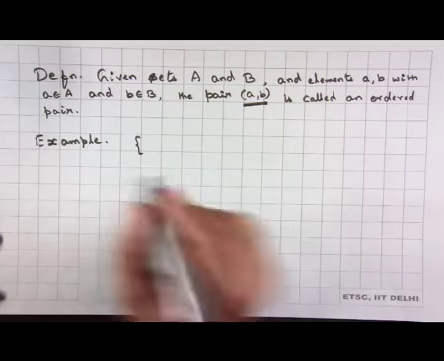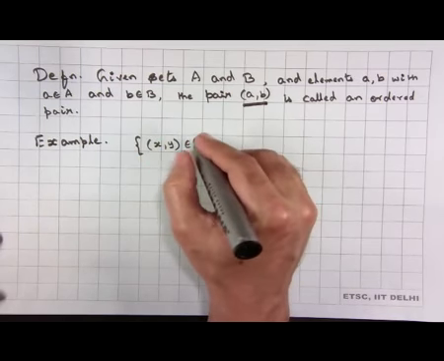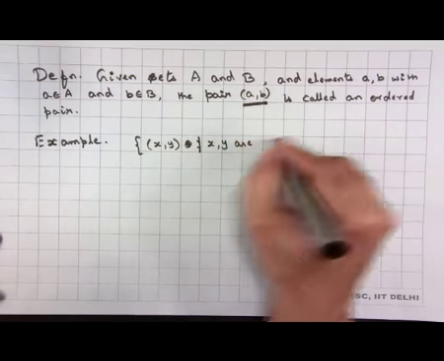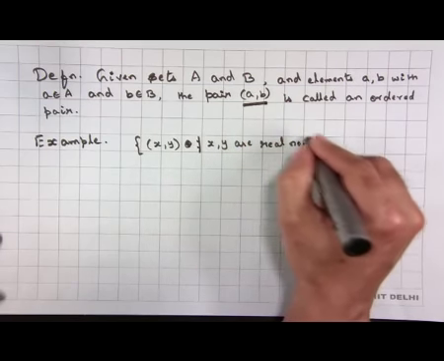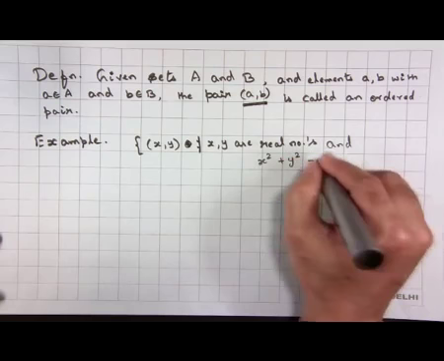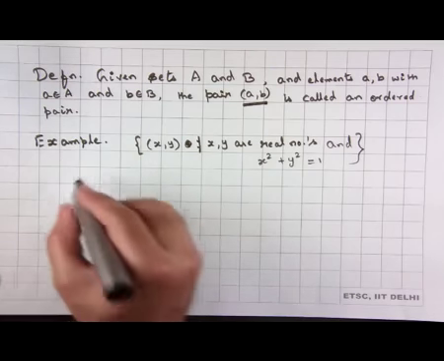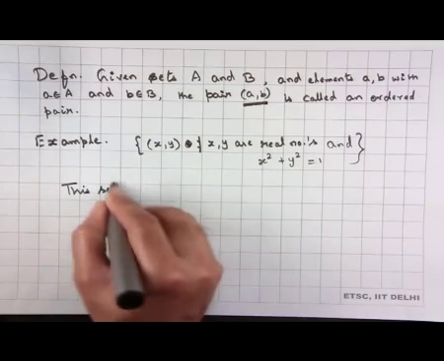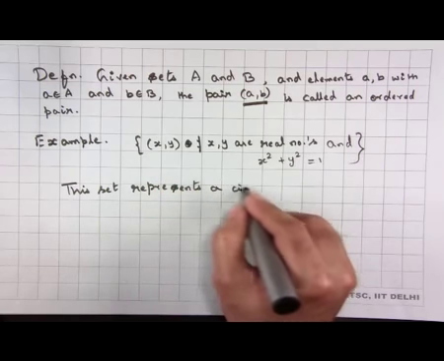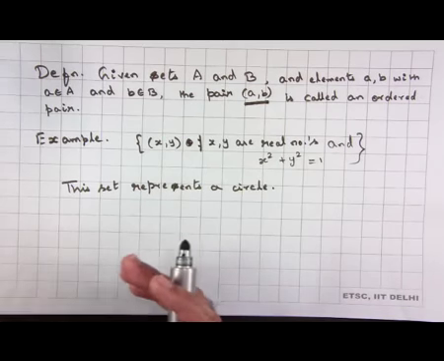Let us look at all those elements x comma y, all those x comma y such that x and y are real numbers and x squared plus y squared equals 1. By now, it is clear that this set represents a circle, right. We are only trying to write a circle in the form of a set.